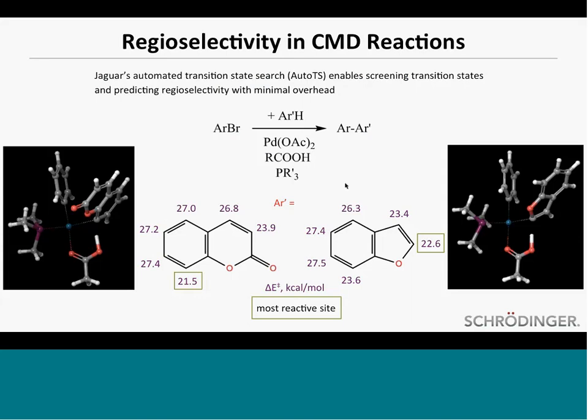And I'm showing you here two particular examples where we wanted to predict which site on these bicyclic aromatic molecules would be the one that the catalyst actually targeted. So we calculated the activation energy at every single hydrogen on these heterocycles and showed that the various sites that I have boxed in green were in fact the ones that had the lowest energy barrier, in agreement with experiment.